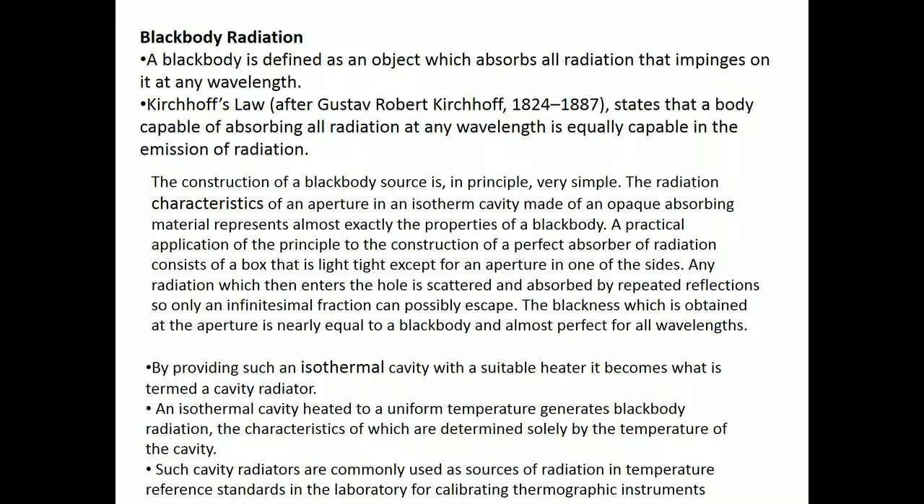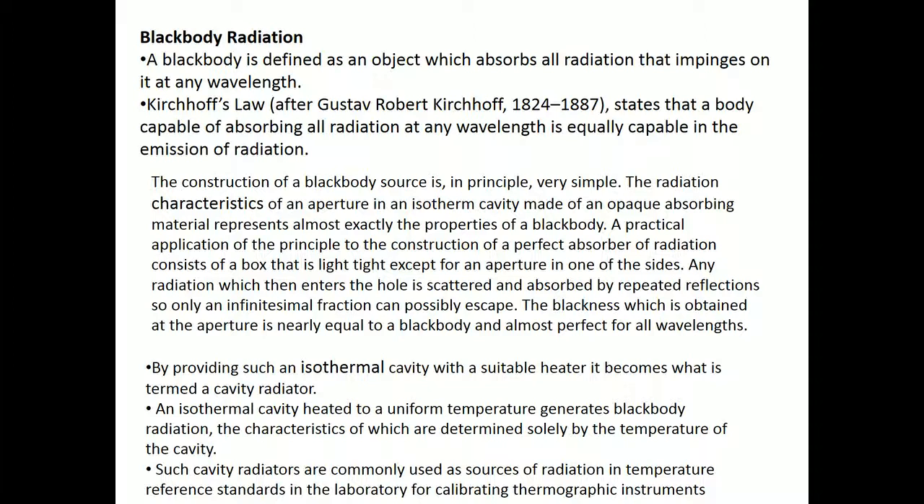The construction of a black body source is very simple. You have an isothermal cavity with a small aperture, made of opaque absorbing materials with the properties of a black body. Normally we paint it with sooty color. A practical application would consist of a box that is light tight, except there is an aperture on one of the sides, and any radiation that enters the hole is scattered and absorbed by repeated reflections within that box. So the blackness obtained at the aperture is nearly equal to that of a black body and is almost perfect for all wavelengths. This is how you construct a black body.